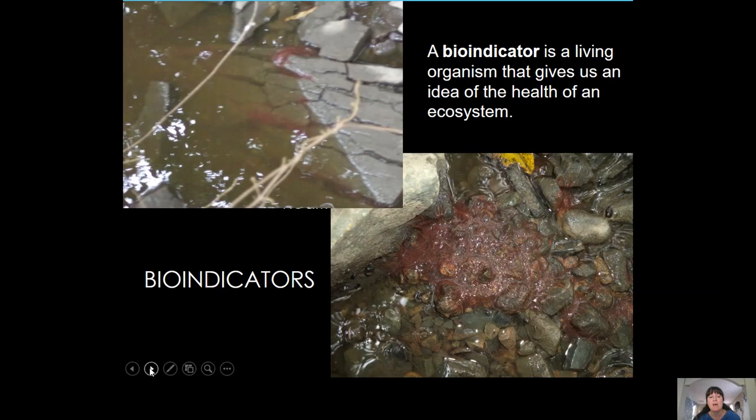One of the things that we have to understand about pollution is something called a bioindicator. A bioindicator is a living organism that gives us an idea of the health of an ecosystem. And so we can monitor what types of animals and insects live in water, and then they will tell us, hey, if we have a lot of this, the water's great and clean. If we have a lot of this, maybe we should be worried because it's dirty. So this is something called a tubifex worm swarm, and I've got a video of this.